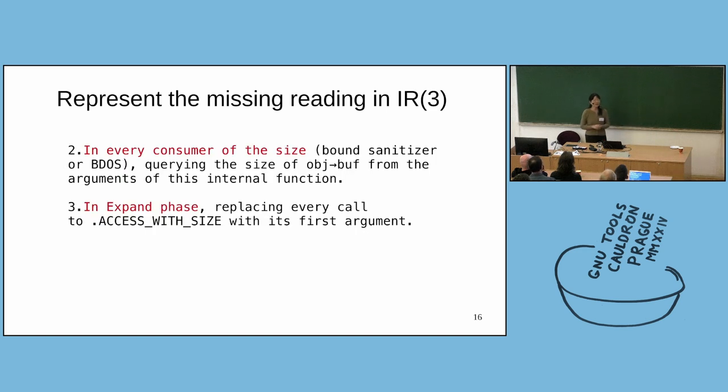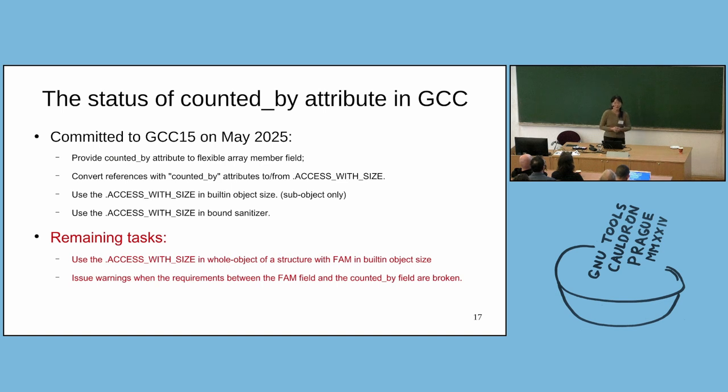And after the size information is useless anymore, in most situations that is after the GIMPLE state, after the middle end, in the expand phase, we will replace every call to this internal function back to the original reference to the object. Yeah, so that's the basic design of this new counted by attribute. So the status is we already committed into GCC 15 in this May.